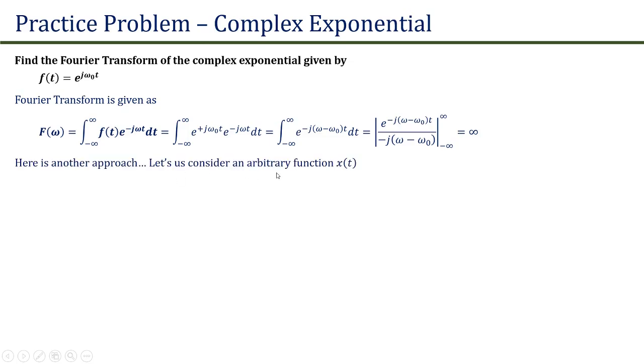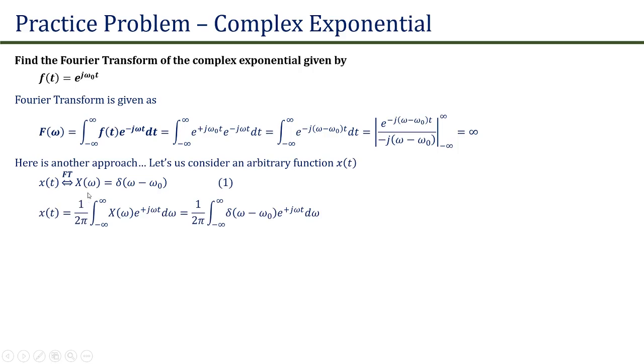Let's consider an arbitrary function x(t) whose Fourier transform X(omega) is an impulse function delayed by omega naught frequency. The inverse Fourier transform of X(omega) is given as 1 upon 2 pi integral from minus infinity to plus infinity X of omega into e raised to power plus j omega t d omega. If we put X(omega) in this function, we get x(t) is equal to 1 upon 2 pi integral from minus infinity to plus infinity delta function of (omega minus omega naught) into e raised to power j omega t d omega.